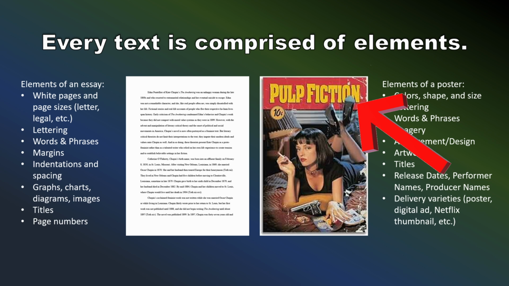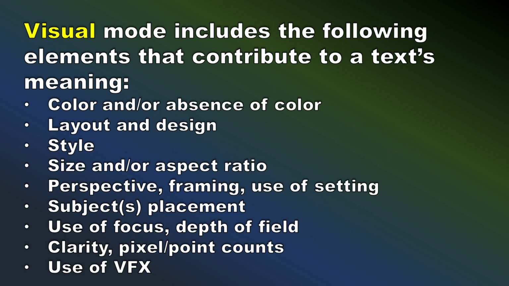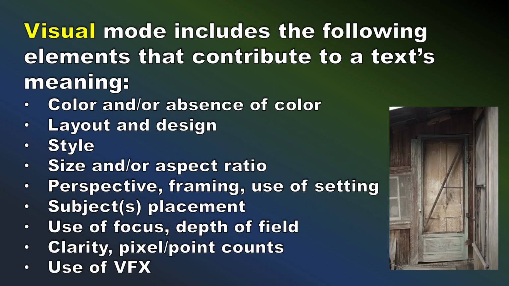I hope it does. But we've got some spatial elements going on, and we're using the visual subject and the linguistic title to create this spatial element. So we get some overlapping here, and I'm going to keep talking about this overlapping. It keeps coming up over and over again. So we'll talk about that. Let's get back to where we were. When we get to the visual mode, this includes the following elements: color and or the absence of color.